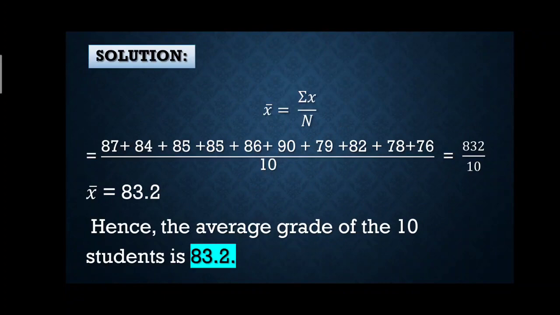The total of the grades is 832. Then we have 10 values: 2, 4, 6, 8, 10. So we have 10 values. So 832 divided by 10. So the result is 83.2. So the average grade of the 10 students is 83.2. So 83.2 is our mean.